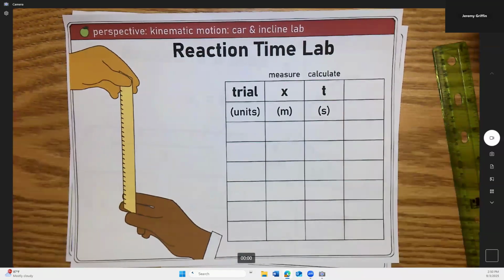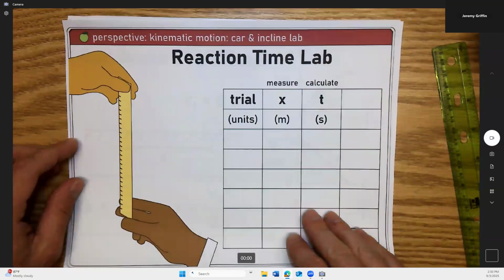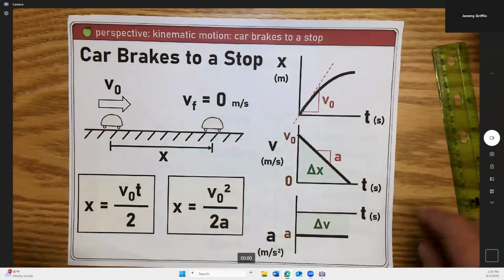Because is there a delay between what's happening in the world and your brain processing it and realizing what's going on? Yeah, but you can't sense it yourself because that's kind of the thing you're trying to figure out. Yeah, but with this you can. If your friend drops the ruler and you catch it, ooh, you're about to find out what your time delay is. Right, car braking to a stop.